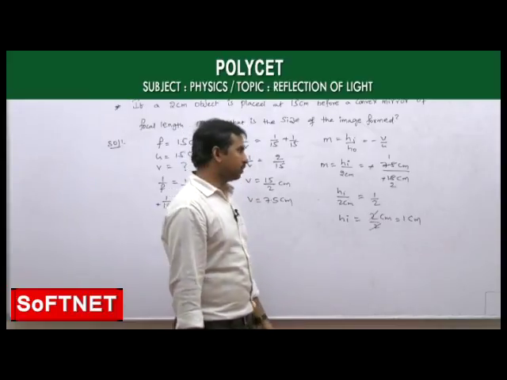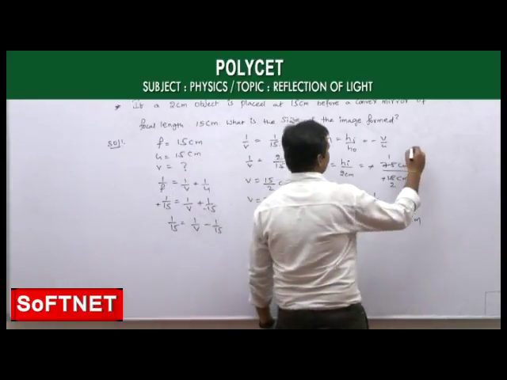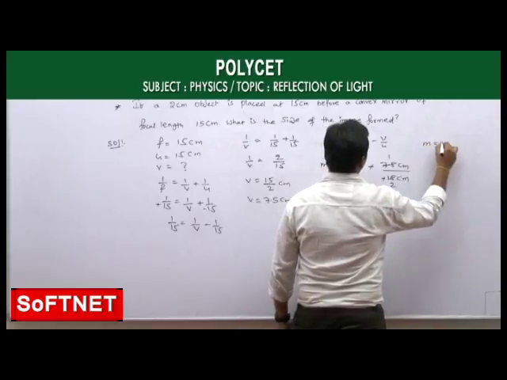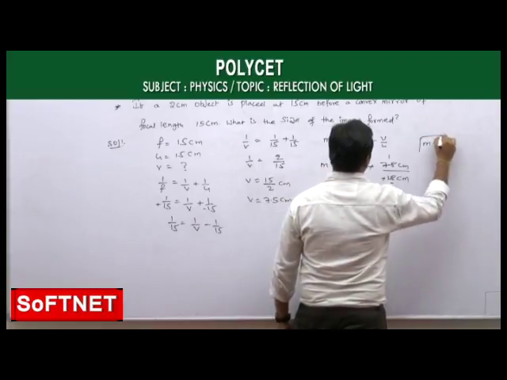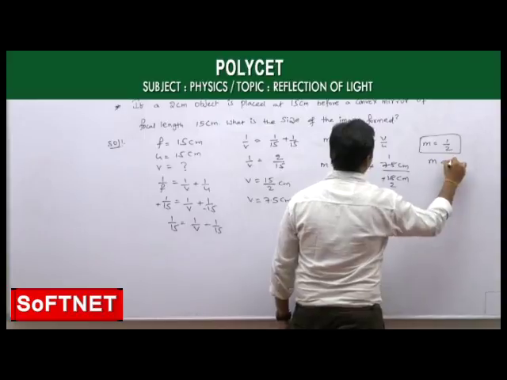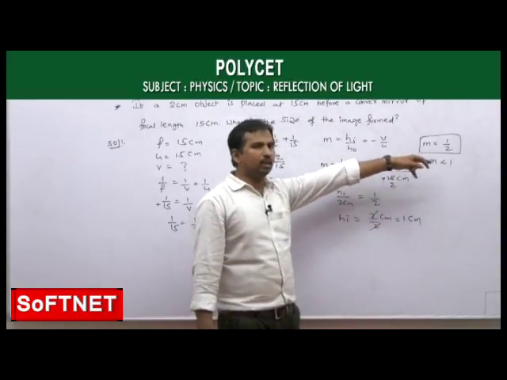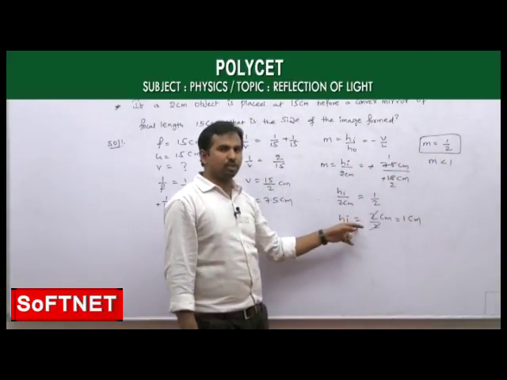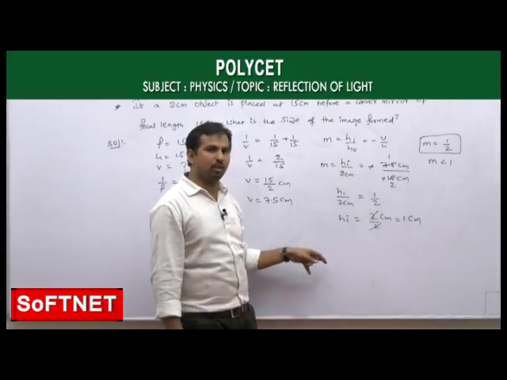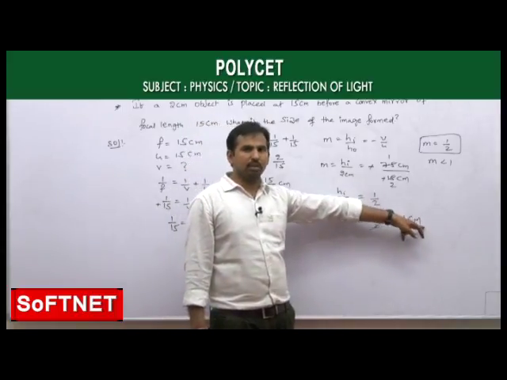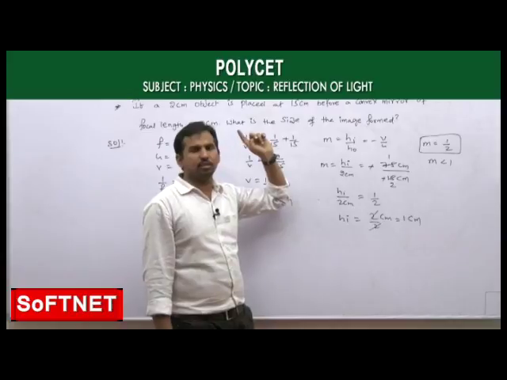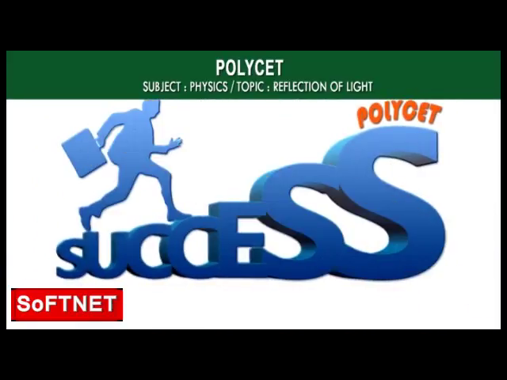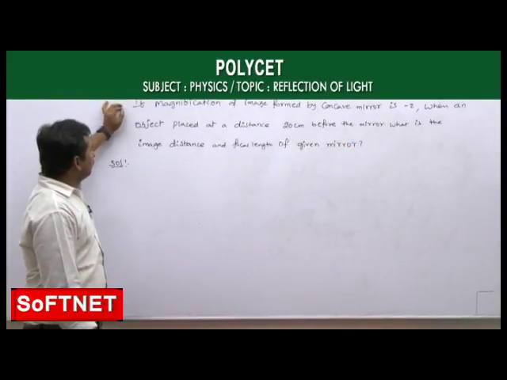Which means the magnification is less than 1, because the m value here we are getting is minus 1 by 2, which is less than 1. As the m value is less than 1, we are getting a diminished image, which is smaller than the size of the object: 1 centimeter, as the object size is 2 centimeters. Now see one more question and a different model.